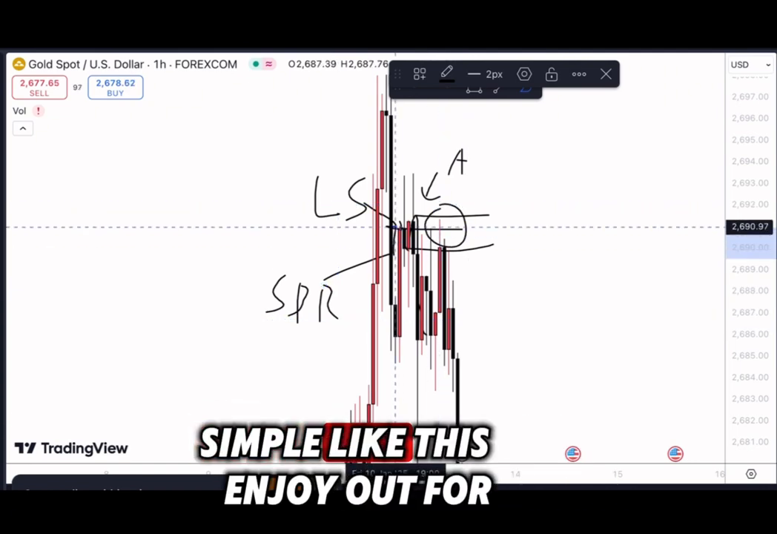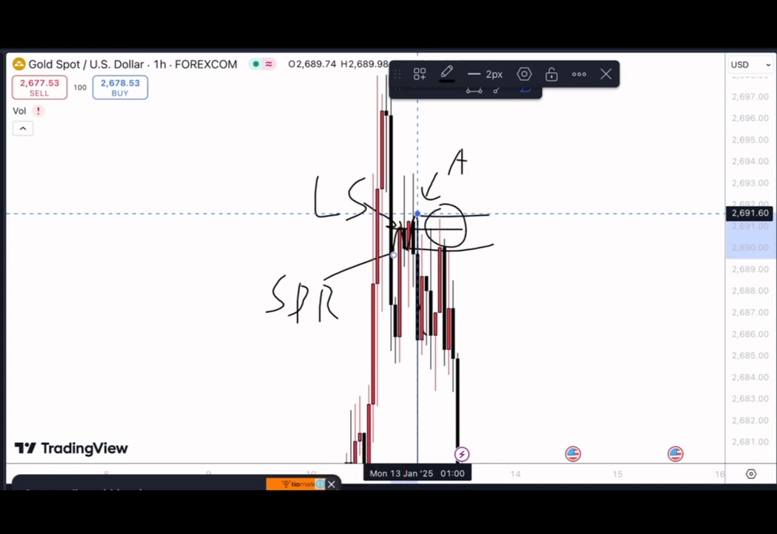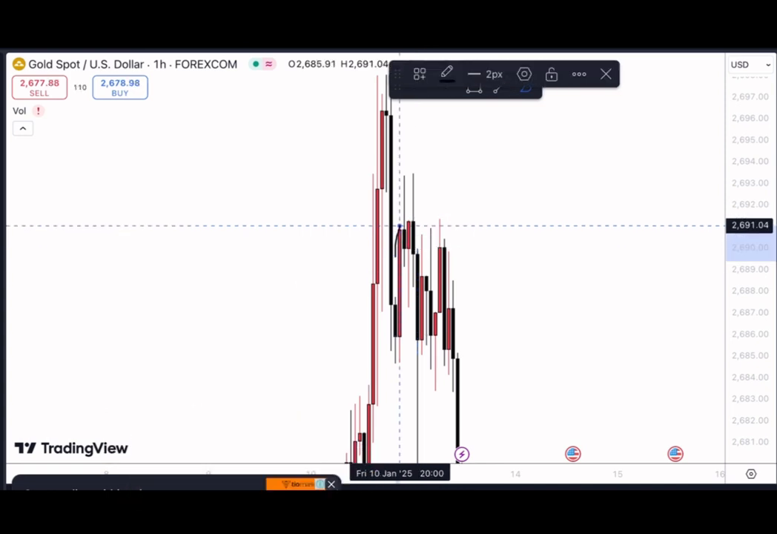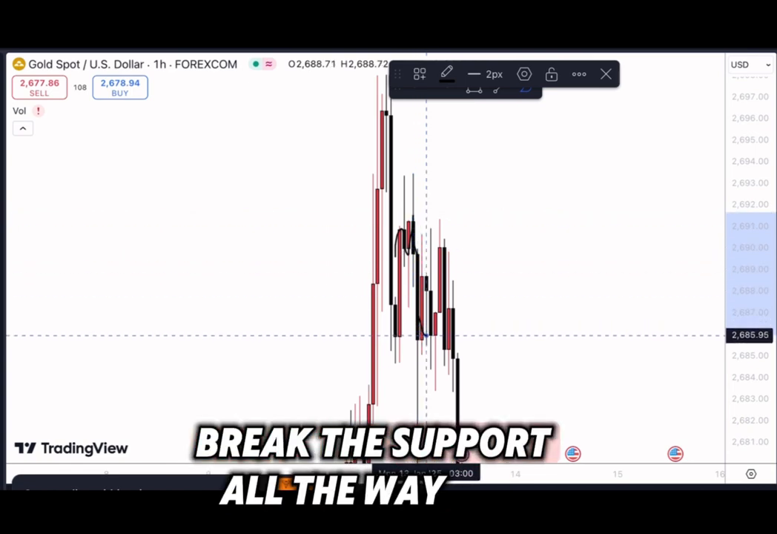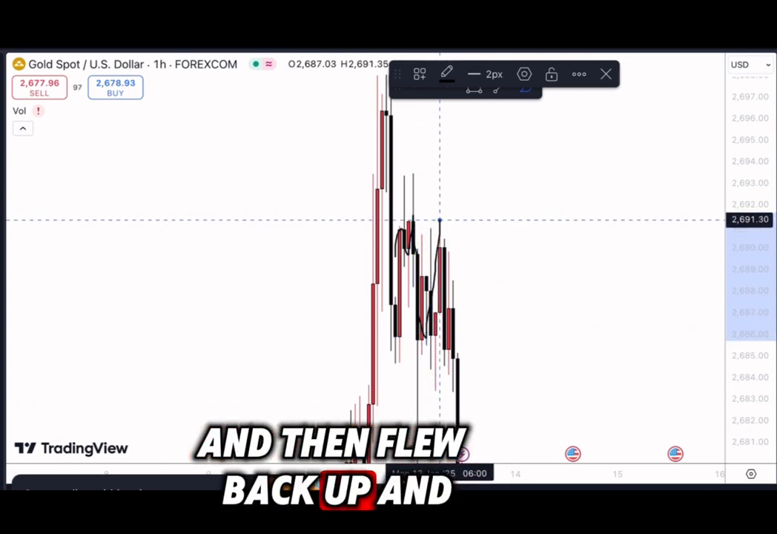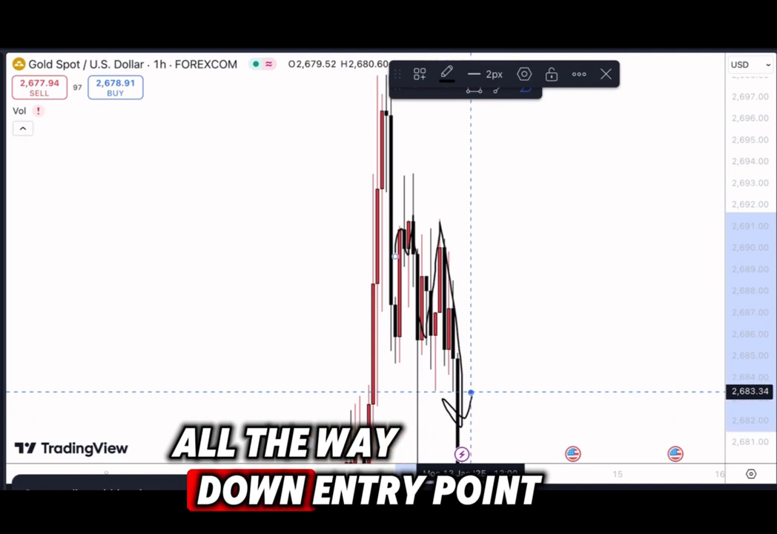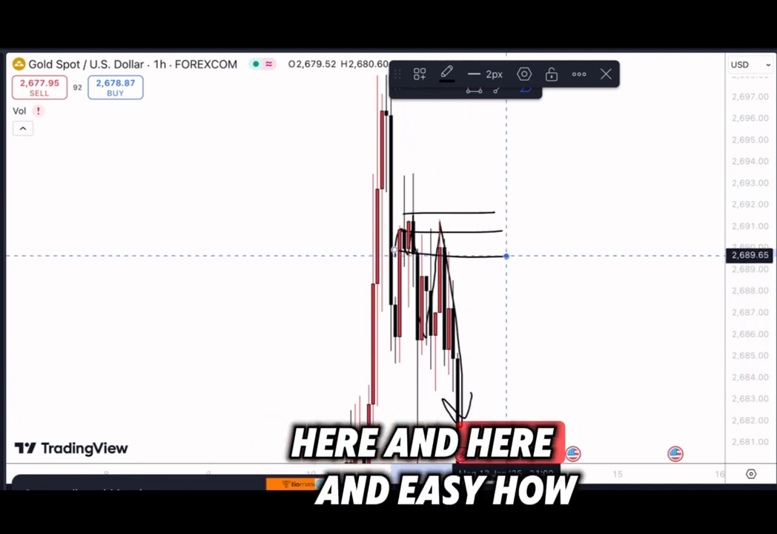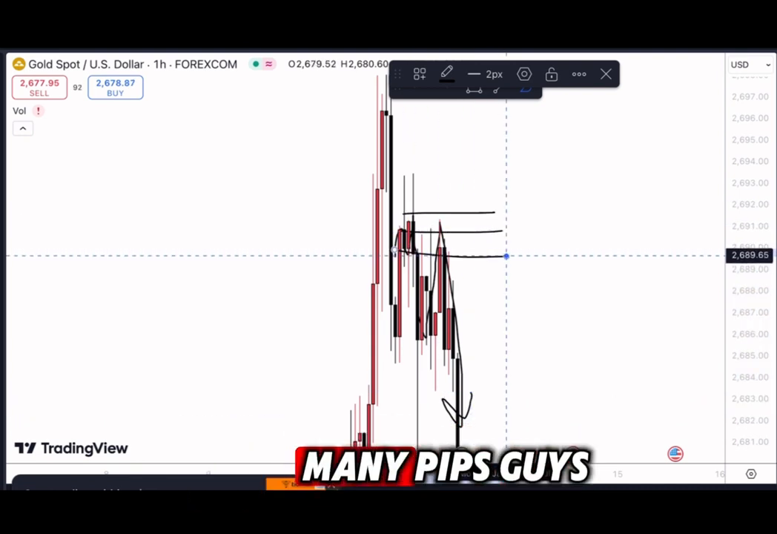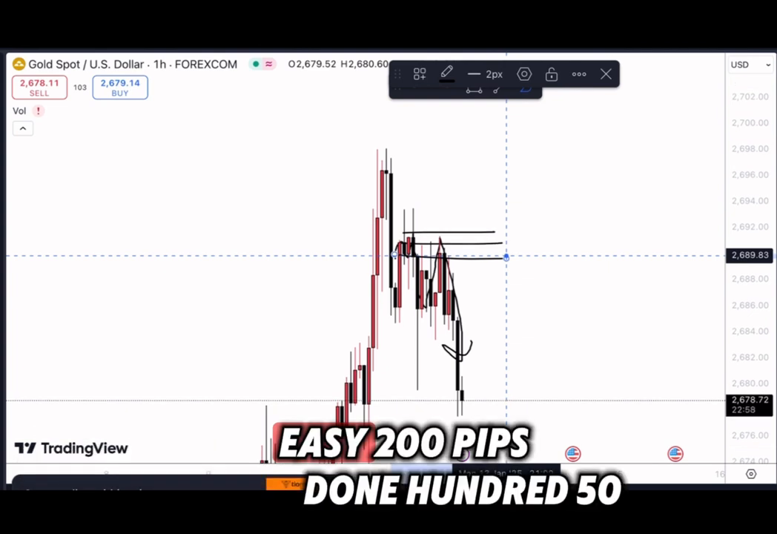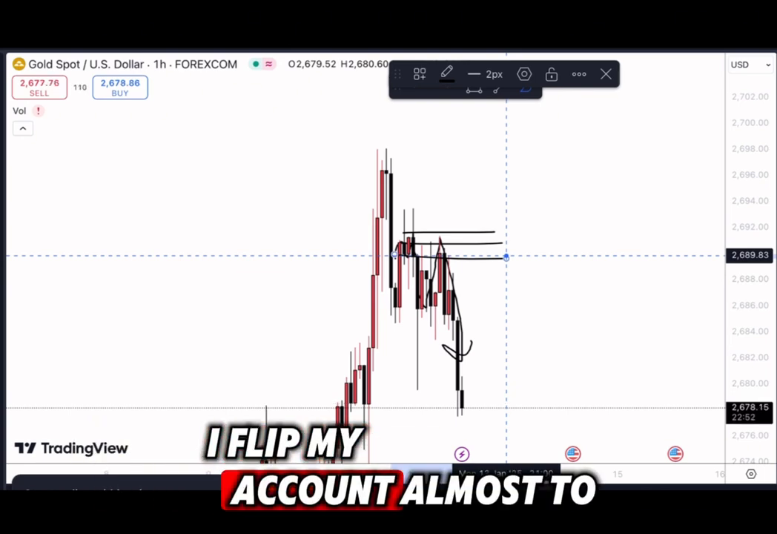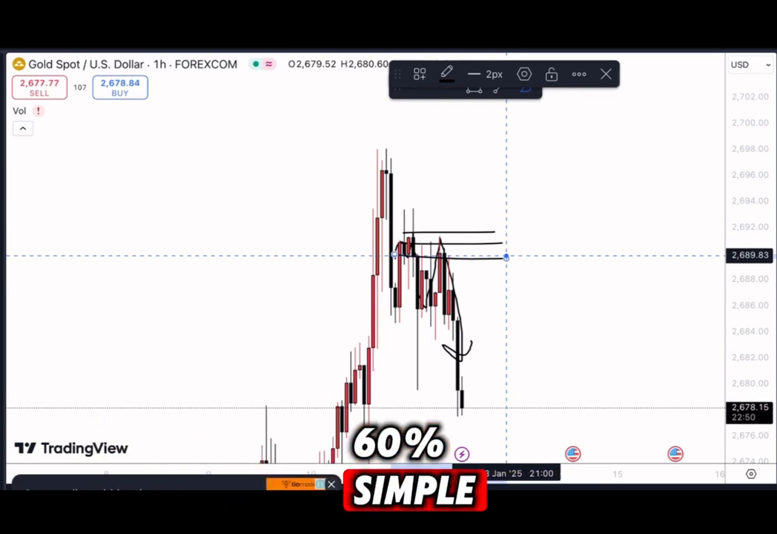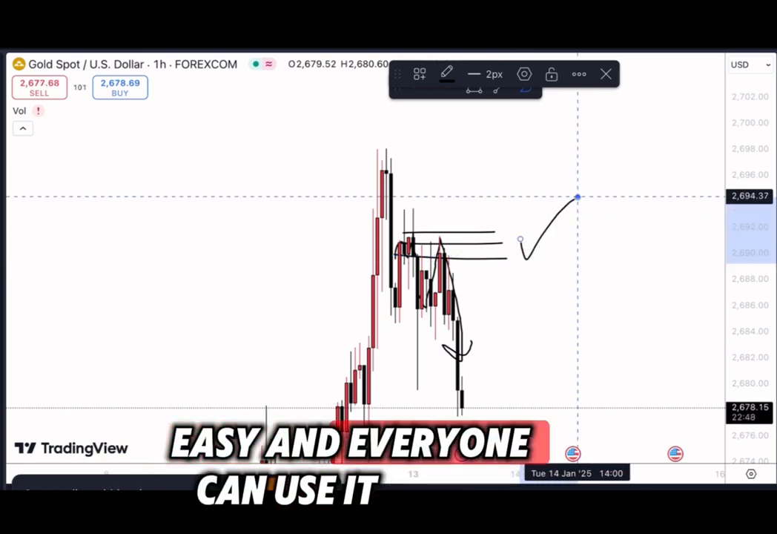Simple. Like this. Let me draw it out for you. Left shoulder formed, breakout, apex, broke the support all the way down, and then flew back up and boom, all the way down. Entry points here, here, and here. And easy, how many pips, guys? Easy, 200 pips done. 150 pips done. From this one setup, I flipped my account almost 60%. Simple, easy, and everyone can use it.